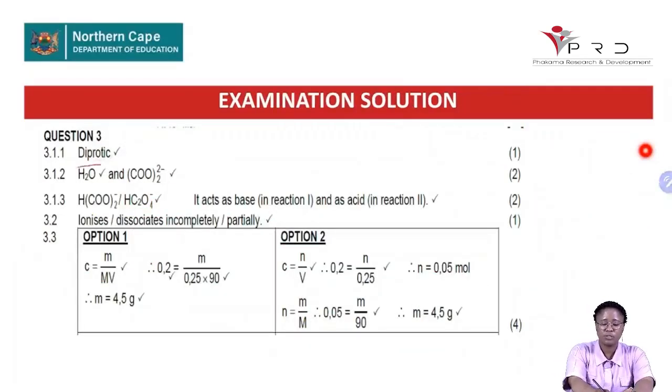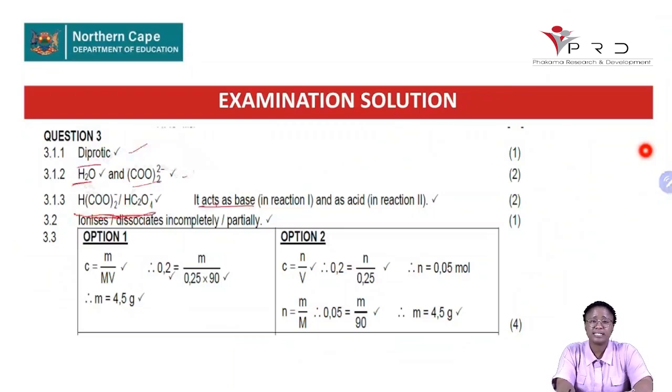If you said diprotic, you give yourself 1 mark. You have identified the bases, which is H2O and CO3 2 minus. If you got it correct, you get another mark for that one. You get another mark for indicating which one is an ampholyte, and then by giving a reason that it acts as a base in reaction 1 and acts as an acid in reaction 2, you get another mark.